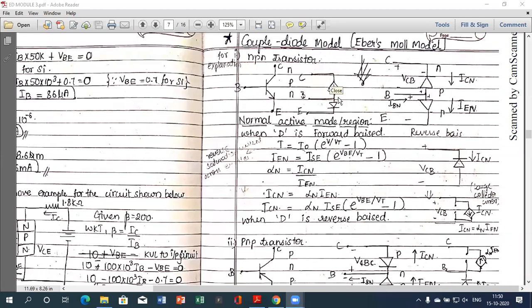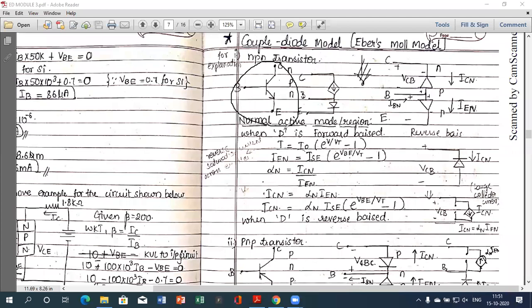Again, concentrate here. I will explain how it is replaced by a diode and this current source. We'll do it in short. This is the transistor, right? This transistor has three terminals: base, collector, and emitter. Now this transistor operates in four regions: normal active region, cutoff region, saturation, and inverse active region, right?